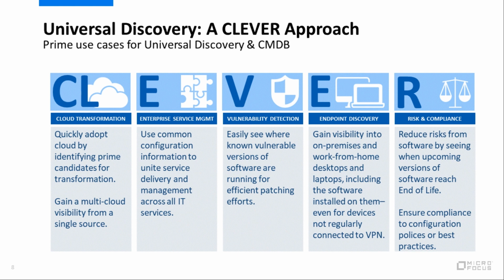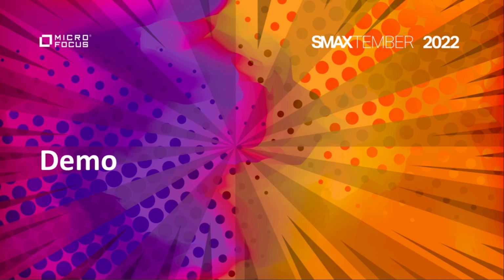First, it's cloud transformation. Most of the data is driven by migrating towards the cloud. Then enterprise service management, vulnerability detection, endpoint discovery, and of course, risk and compliance. Now, in our case, we're going to focus in the next demo on vulnerability detection. We all know that currently vulnerability is a buzzword and everyone is interested in it. Now let's have a look at the demo.